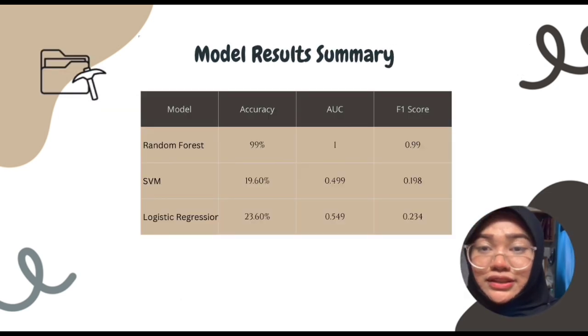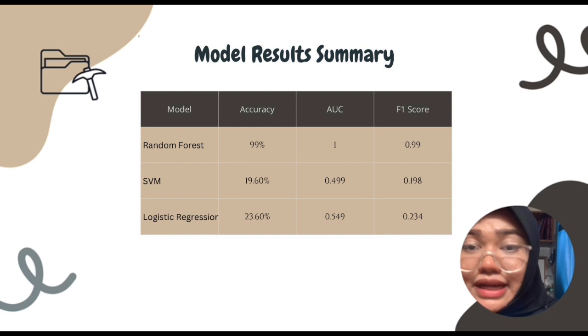This table shows the results. As you can see, random forest got 99 percent accuracy and perfect AUC. That means it did a great job. SVM and logistic regression had low accuracy and AUC, so that means they didn't work well.